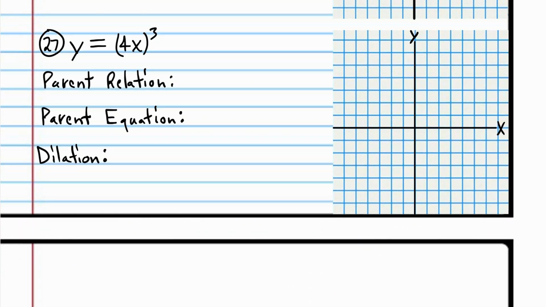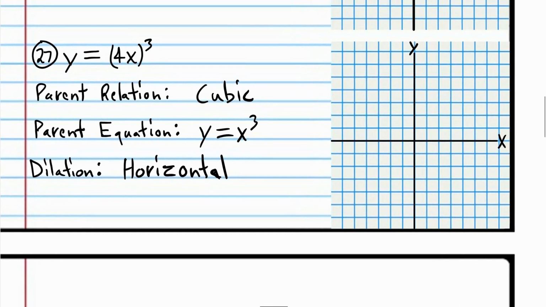So now we're going back to the x here. Obviously we have the cubic parent relation, and y equals x cubed is the parent equation. And we're multiplying x, so this is going to be a horizontal dilation. Whenever you multiply or divide x, it's always a horizontal dilation. But what type of dilation is it? Is it a compression or a stretch? Well, we're multiplying. Whenever you multiply, remember, it's considered to be compression.